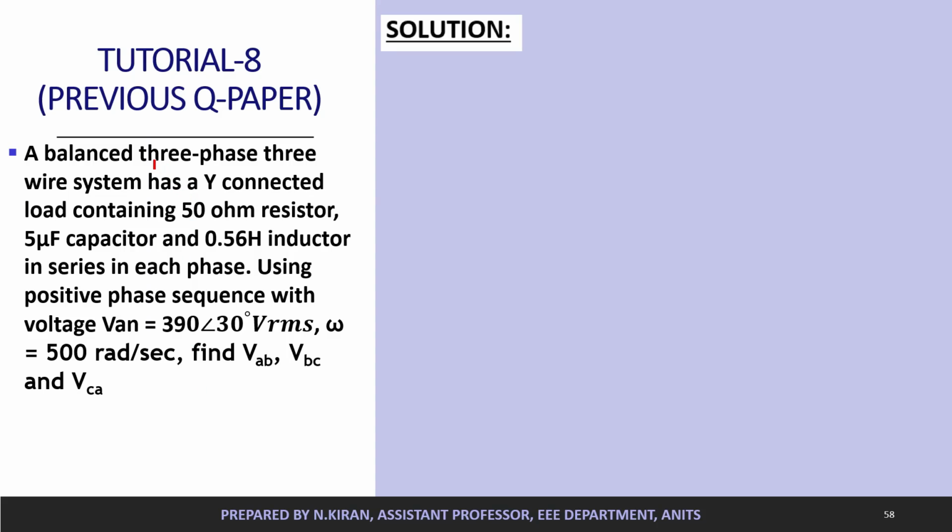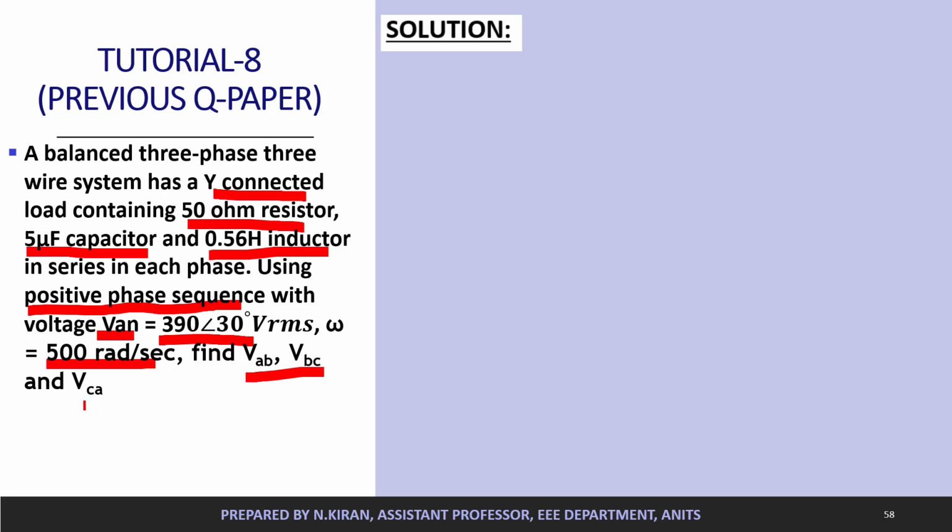Given that in a three-phase, three-wire system, a star-connected load contains a 50 ohm resistor, 5 microfarad capacitor and 0.56 henry inductor in series in each phase. Considering positive phase sequence with a voltage VAN of 390 at an angle of 30 degrees VRMS and omega as 500 radians per second, it asks us to find VAB, VBC and VCA.